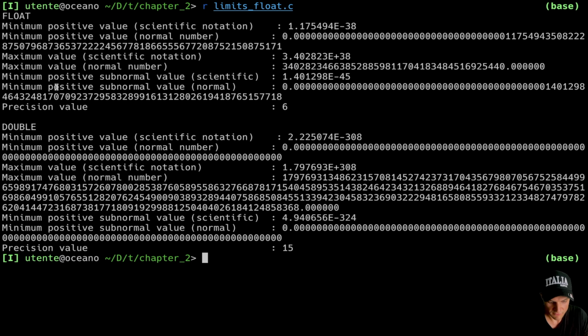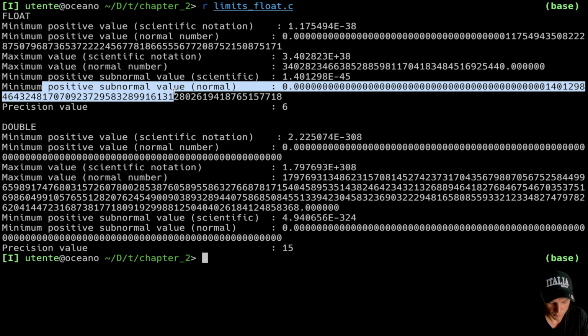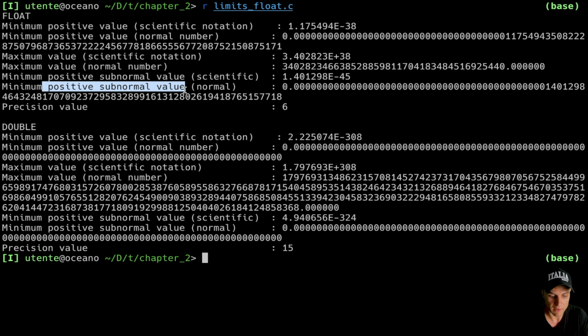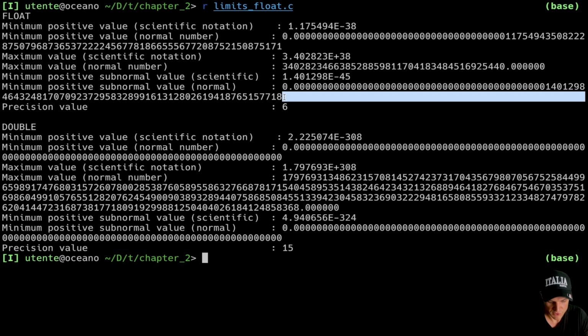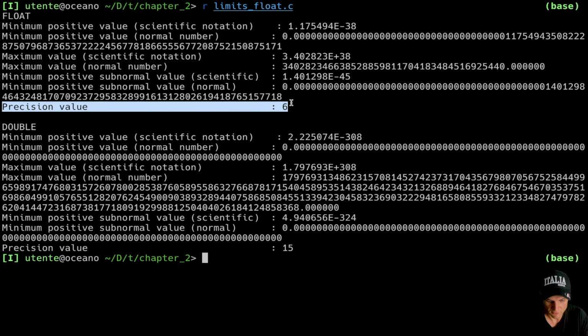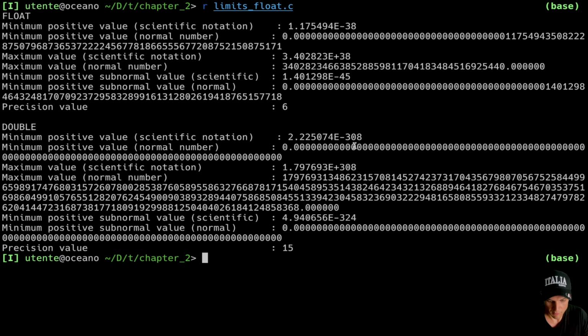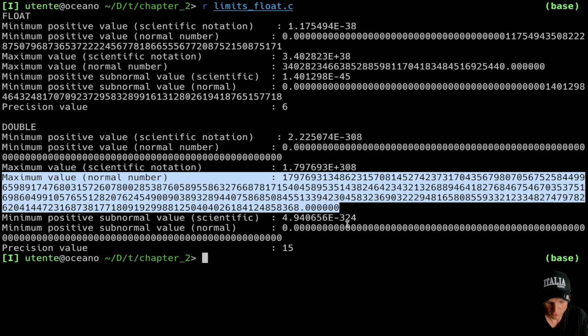Then here we have something called the positive subnormal value. Again, we have to understand really well how these floating point numbers are stored in memory. We will see later. Then we have the precision value, which is 6 for floats. So I have a precision of 6 figures. Here we have double. Double is very, very big. As you can see, the maximum value is this big boy here. Look how big it is.